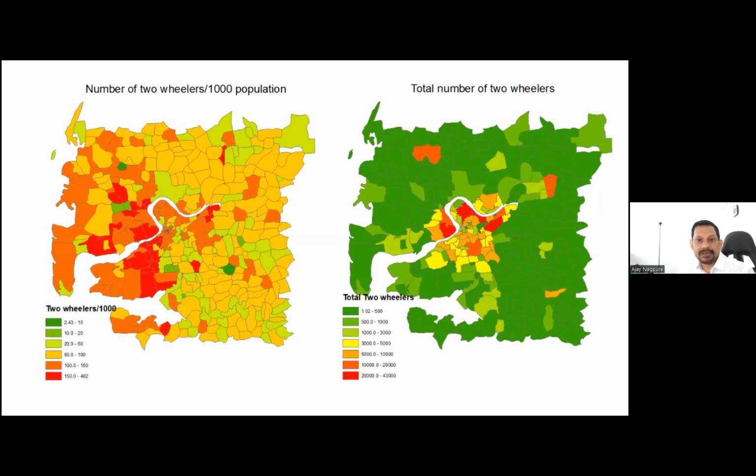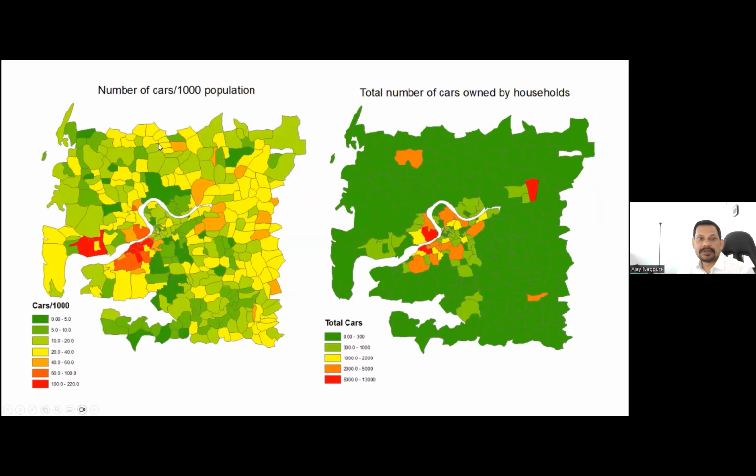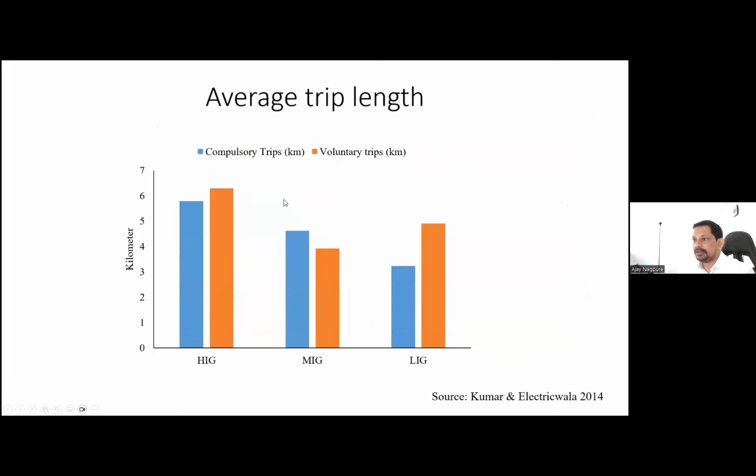But there are some villages where you can see that two-wheeler concentration is higher. So this is how we can get the information. And also the trips, what types of trip they are using.